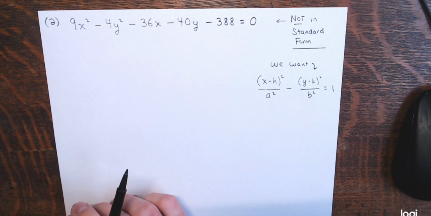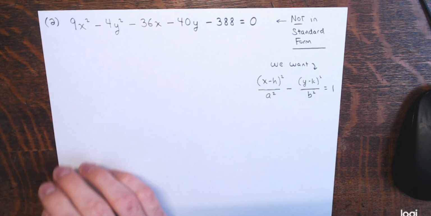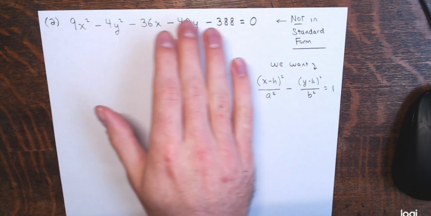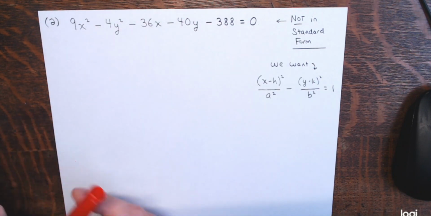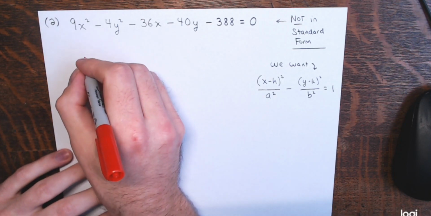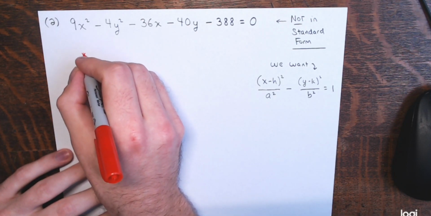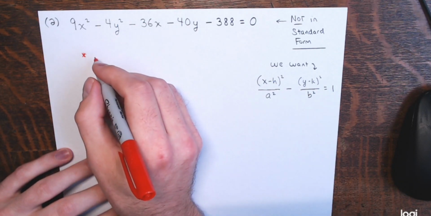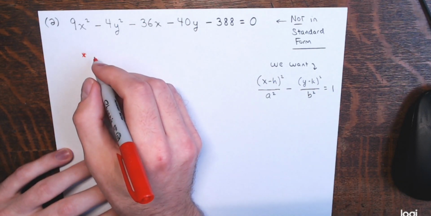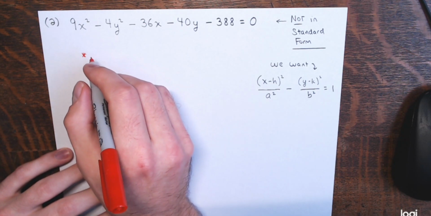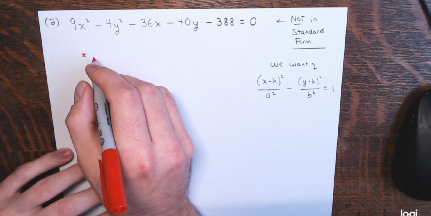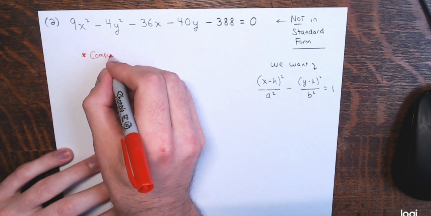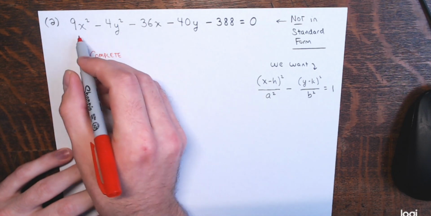So here's what we're going to do. If you're given an equation, this is sometimes referred to as the general form, where everything's on one side, zeros on the other. You're going to transform an equation like this into standard form by completing the square. Now again, this isn't a lesson on completing the square. I'm assuming you know how to complete the square on expressions already. We're going to complete the square on the x's and y's.